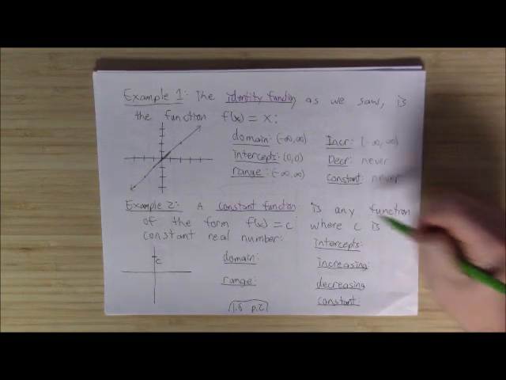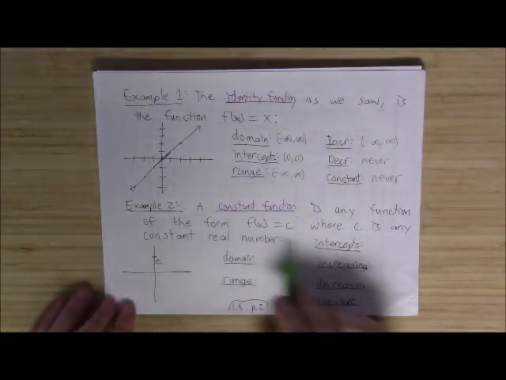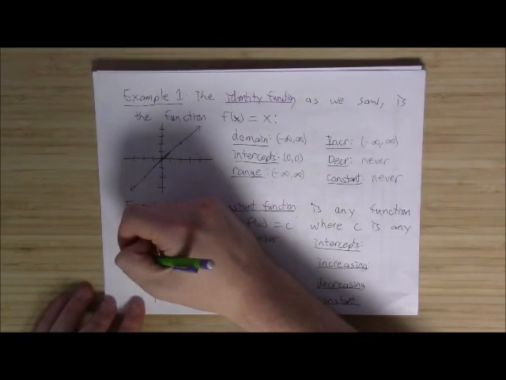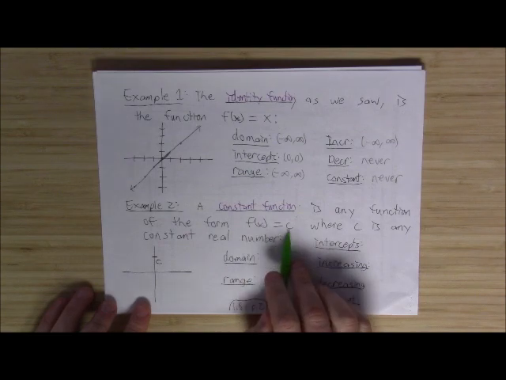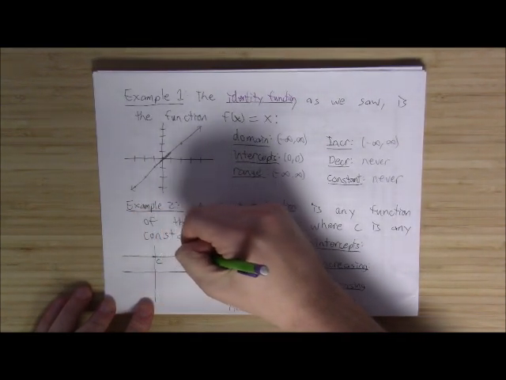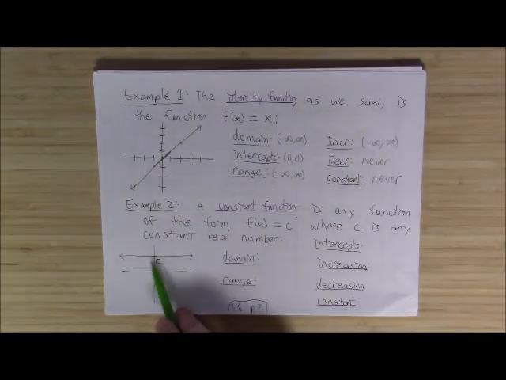So moving on, a constant function is any function of the form f of x equals c, where c is any constant real number. So what does this look like? Well, no matter what we plug in for x, we just get the value c back. So whatever our c is, this will just create a horizontal line through that value.